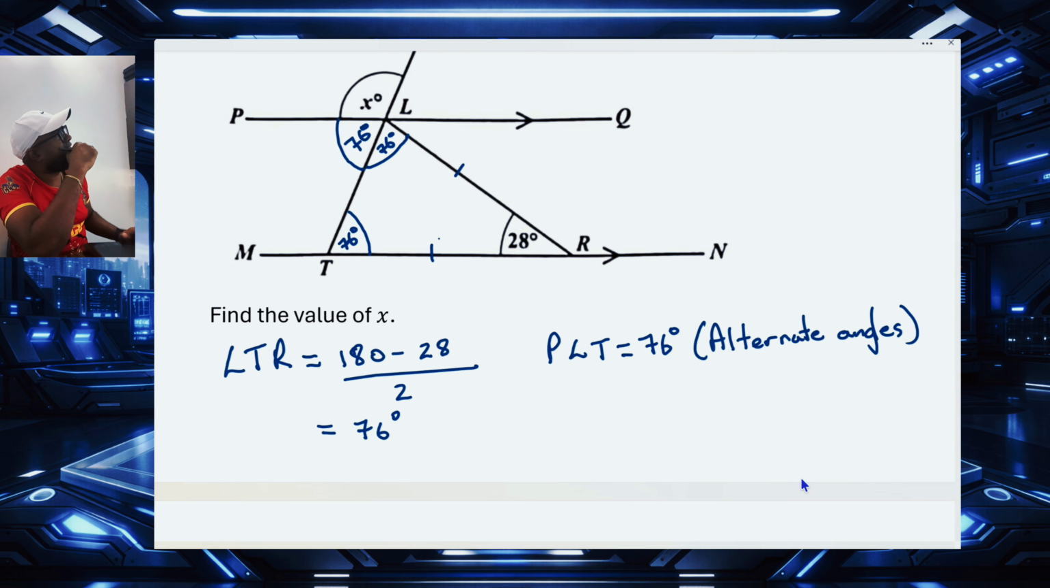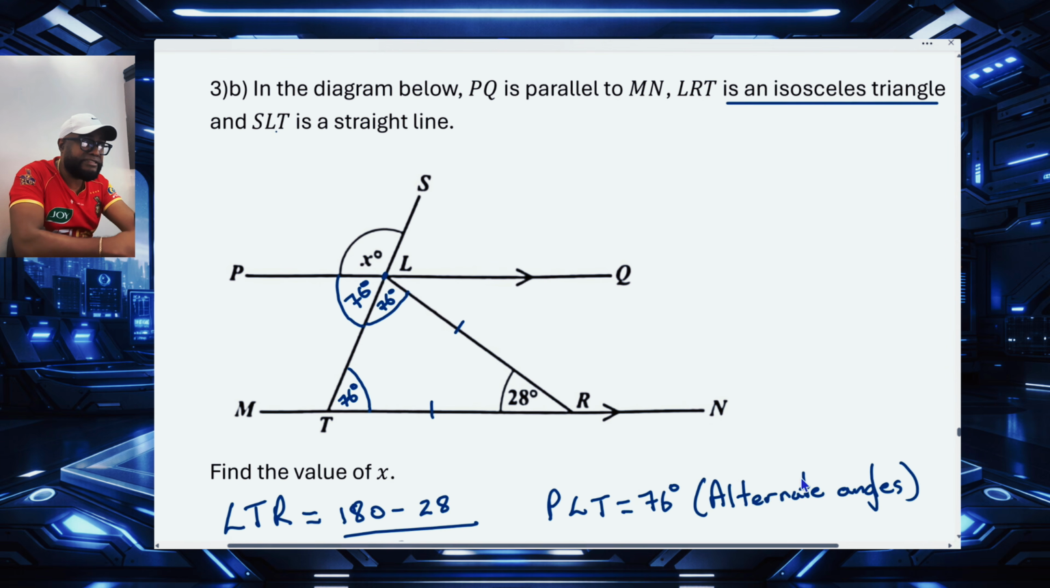Why are you adding 28 to that? Why are we using 28? You've got to find x. What could we use here? 180 minus 76. Because why? Angles at a point on a straight line. And this question said that SLT is a straight line.